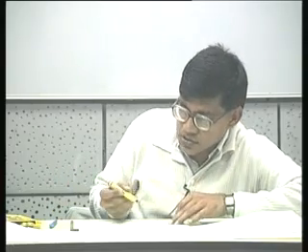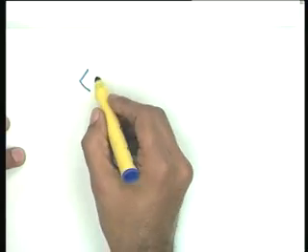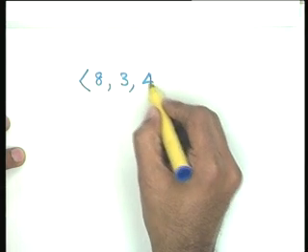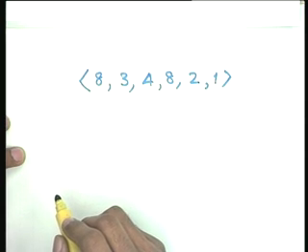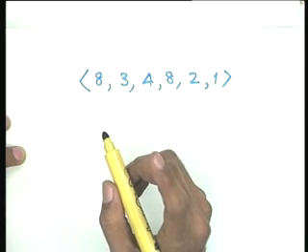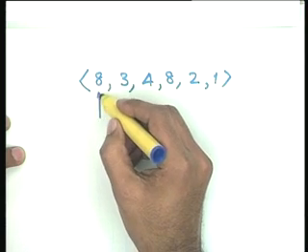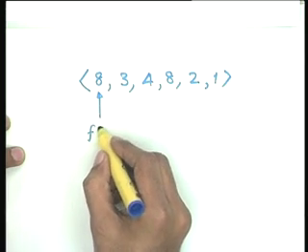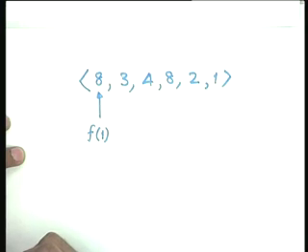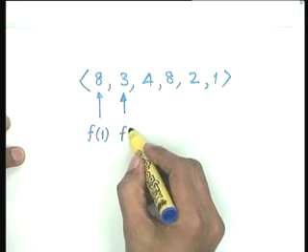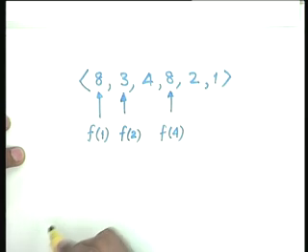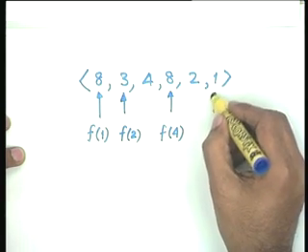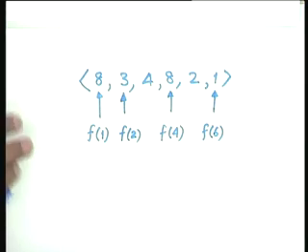So let's take a k length sequence of integers. So I have this sequence 8 3 4 8 2 1. Okay. The first element, what is the first element? It is 8. Okay. So this is a function: f of 1 is 8, f of 2 is 3, f of 4 is also 8, and f of 6 is 1, since this is a 6 length sequence.